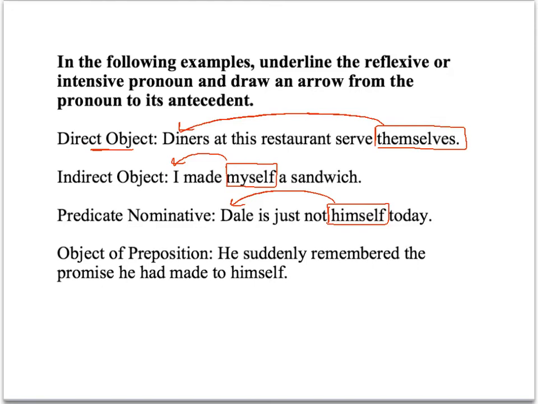And finally, he suddenly remembered the promise he had made to himself. Here, himself is the object of the preposition to. It refers back to he. Technically, it refers back to this he, but really it could be either one. Since he and himself are referring to the same person, again, this is a reflexive pronoun.